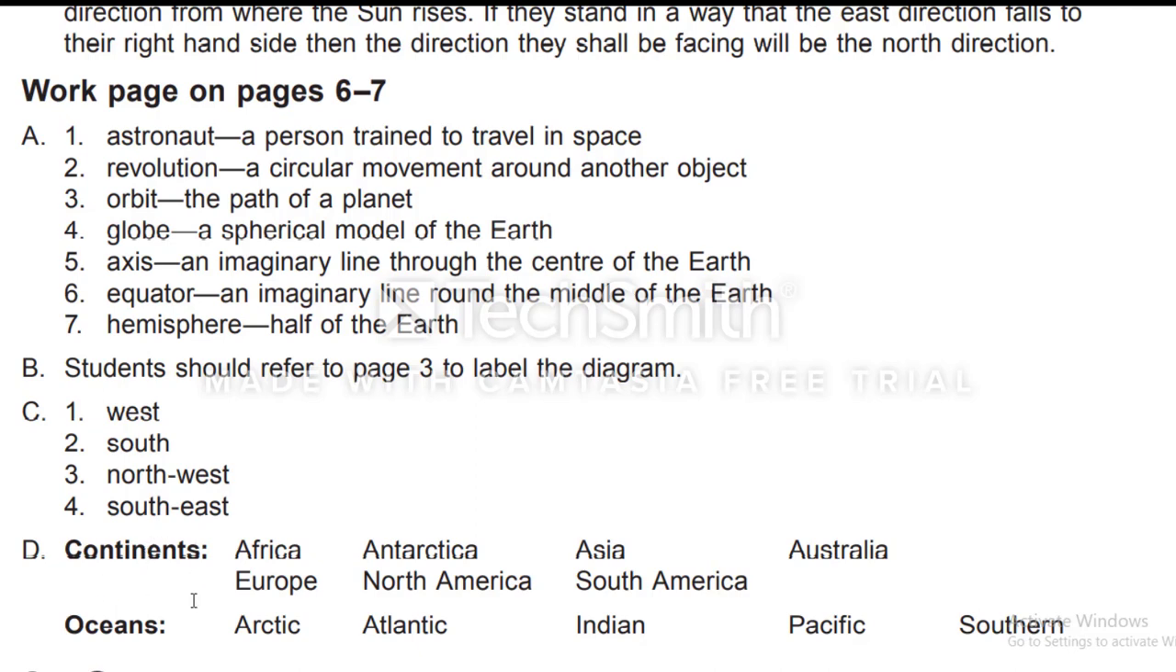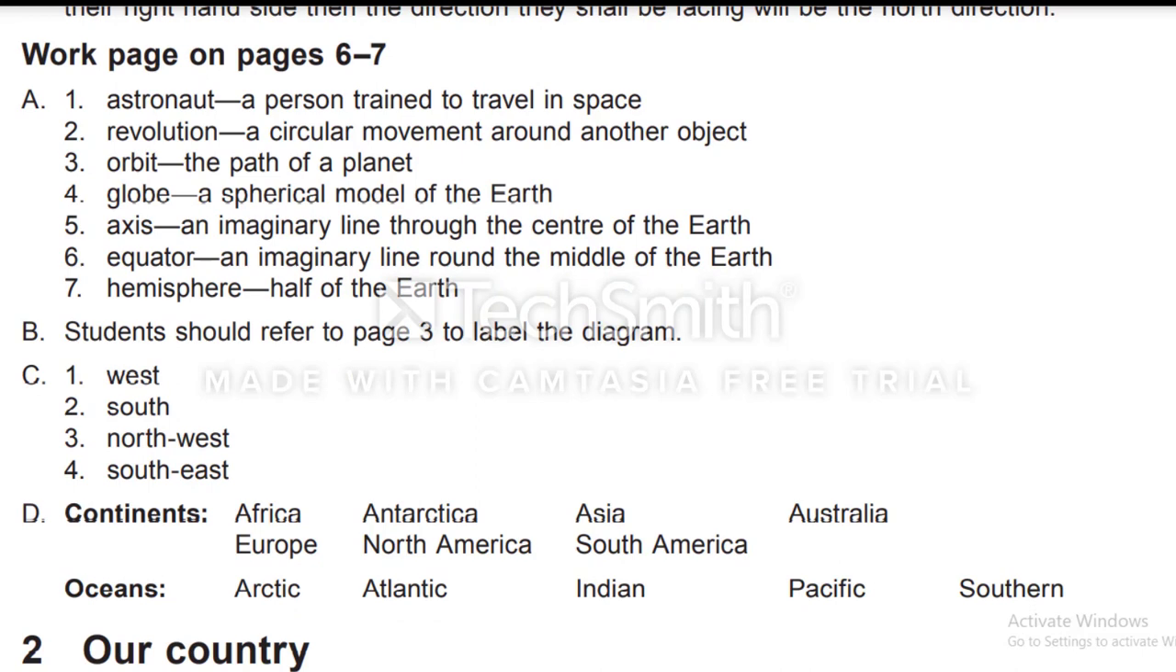At page number 7, list the 7 continents and 5 oceans. Find them on a globe. The 7 continents are Africa, Antarctica, Asia, Australia, Europe, North America and South America. And the oceans are Arctic, Atlantic, Indian, Pacific, Southern. Arctic Ocean, Atlantic Ocean, Indian Ocean, Pacific Ocean and Southern Ocean. You can also find them on the globe, and you will write them on page number 7 of your book.